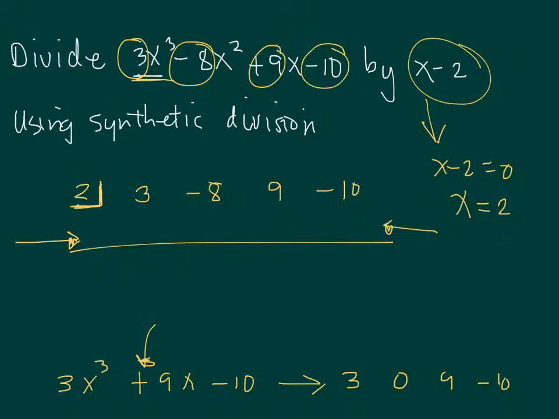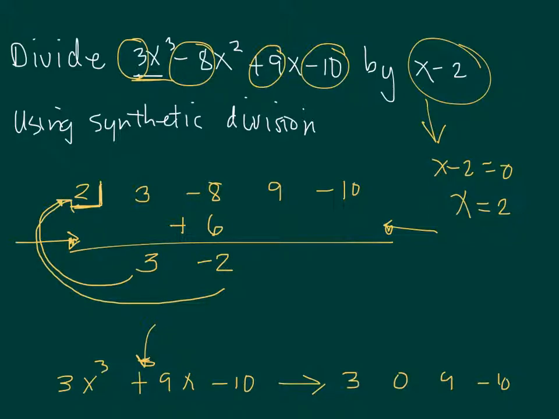Okay, now next thing you have to do is to drop the first number, so that's 3, and then you multiply the 3 to this number 2, which is 6, and you place that answer just under the second number, negative 8. And then vertically you add, so this is negative 2. And then you just have to repeat the process.